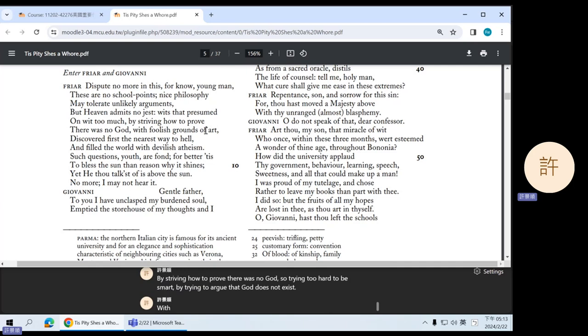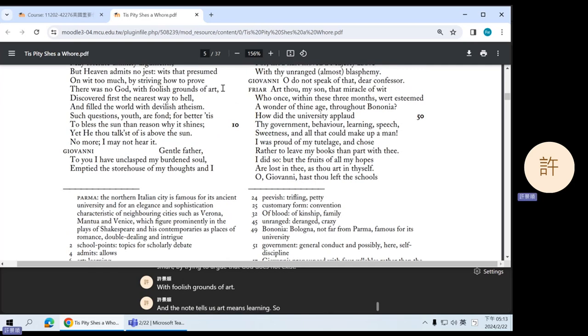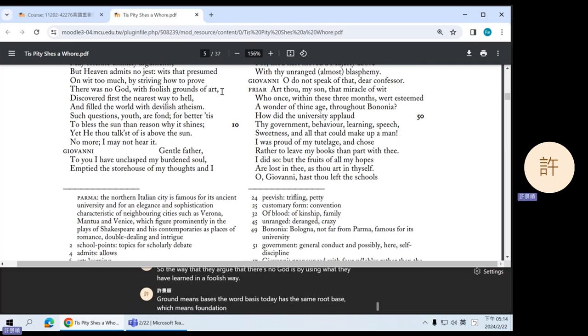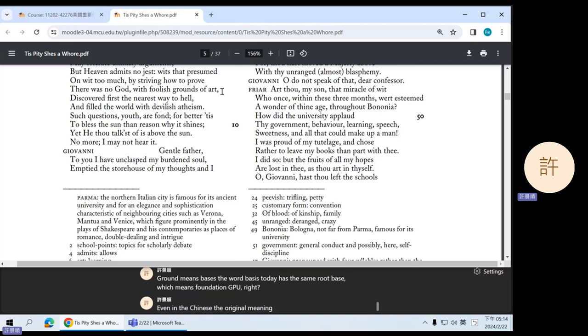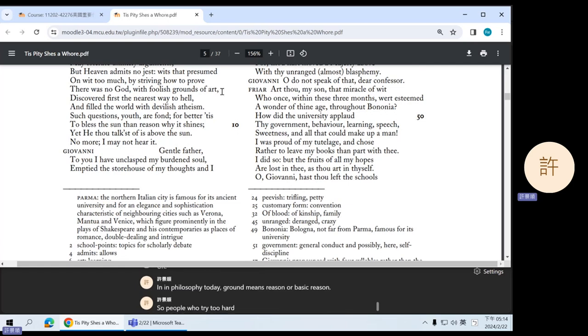With foolish grounds of art. And the note tells us art means learning. So the way that they argue that there's no God is by using what they have learned in a foolish way. Ground means basis. The word basis today has the same root, base, which means foundation, 基础. Right? Even in the Chinese, the original meaning of the word is like a foundation for a building. Base, basis, ground. In philosophy today, ground means reason or basic reason. So people who try too hard to be smart use their learning to argue foolishly that God does not exist.